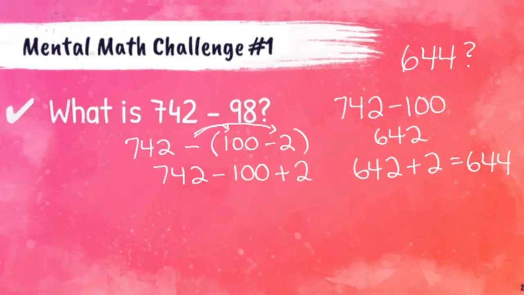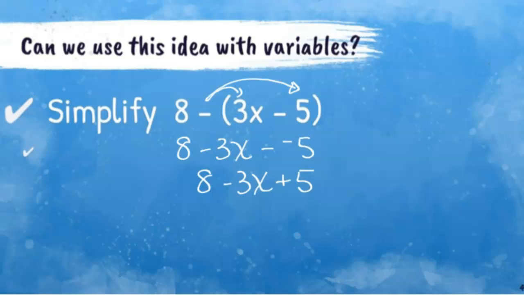We had that 100 minus 2, but in reality, we took away the 100 and added 2 to solve our problem. Same with algebra. We're going to take away the 3x, but add the 5 because subtracting this minus 5 is in reality adding it. And then we can simplify and combine our like terms. You could think of this as 8 plus negative 3x plus 5. And 8 and 5 can be added together, and we have 13 plus negative 3x.